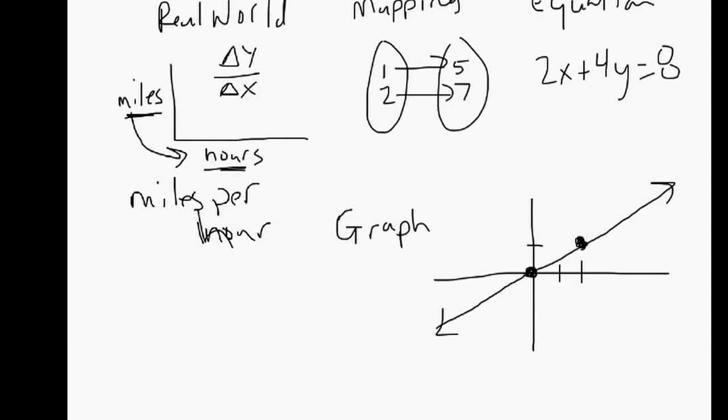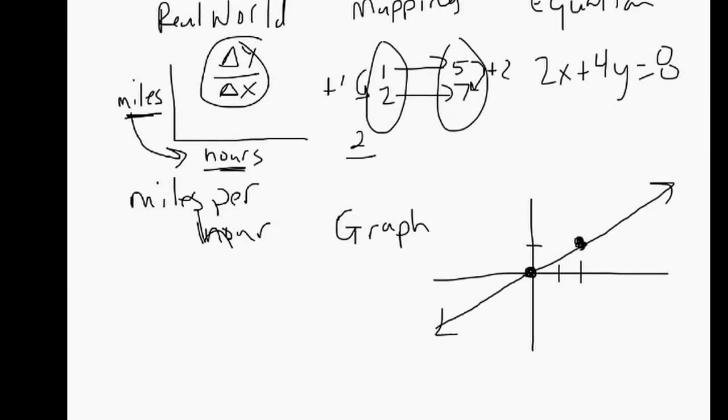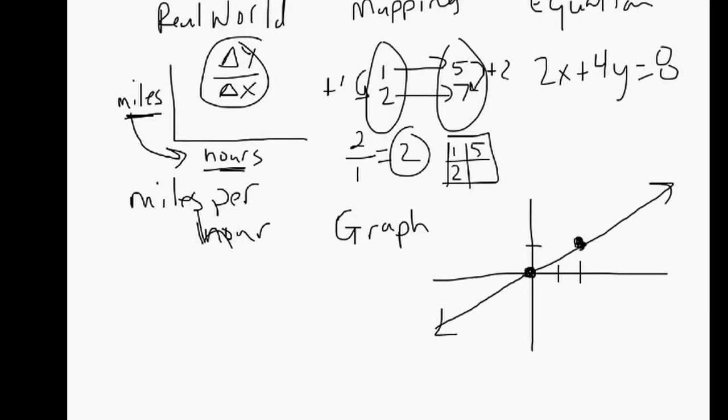If we're trying to do slope from a mapping, we still do change in y and change in x. So how do I get from 5 to 7? Plus 2. How do I get from 1 to 2? Plus 1. So I do the change in y over the change in x, which is 2 over 1. I could have done this one as a table. I could have made my own little table and had 1, 5, 2, 7, and then I could have done stat edit. That would have worked as well.